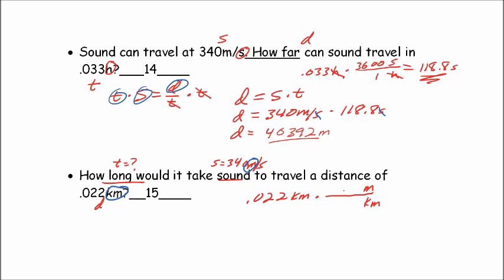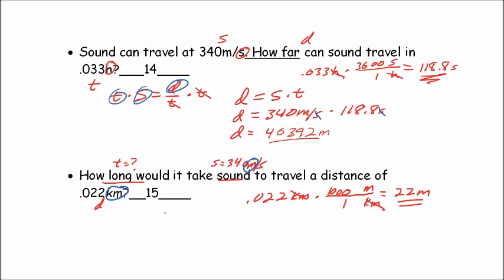So what's the relationship between meters and kilometers? Well, 1,000 meters is equal to 1 kilometer. Now we know that kilometers will cancel out here, leaving only meters, and that's good. That's what we want. So we multiply 0.022 kilometers times 1,000 meters, and we get 22 meters. So 0.022 kilometers is the same as 22 meters, and that's going to be the distance we're going to use. So now what we have to do is set this problem up and find the time.